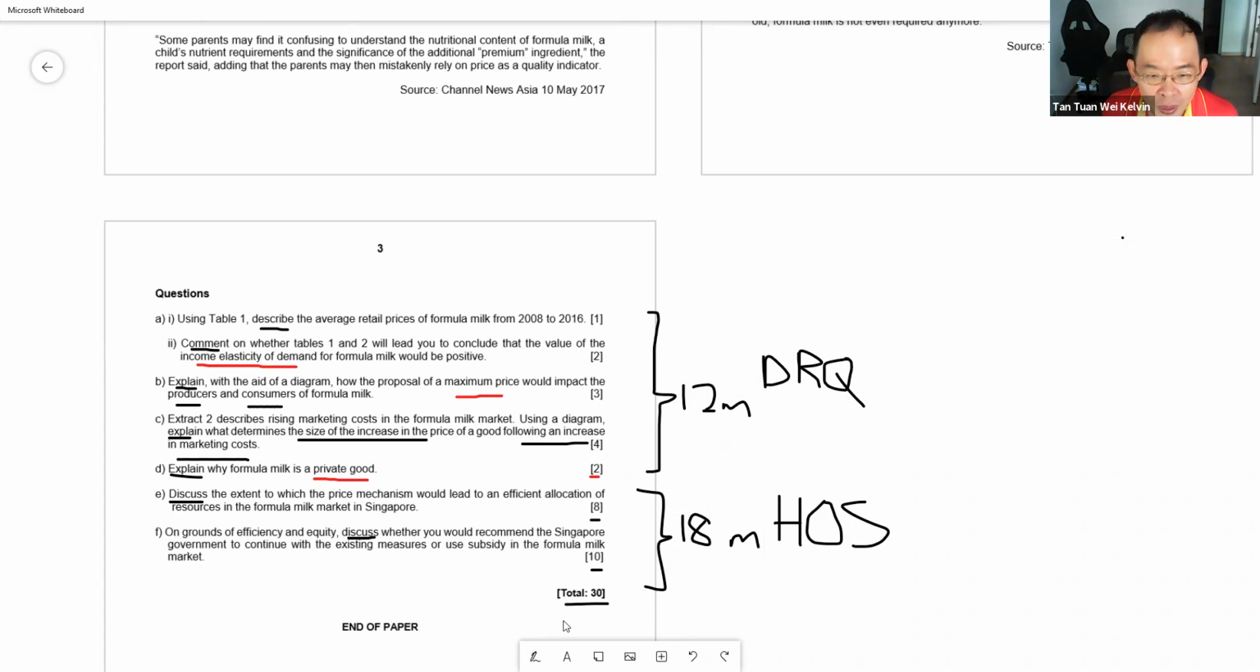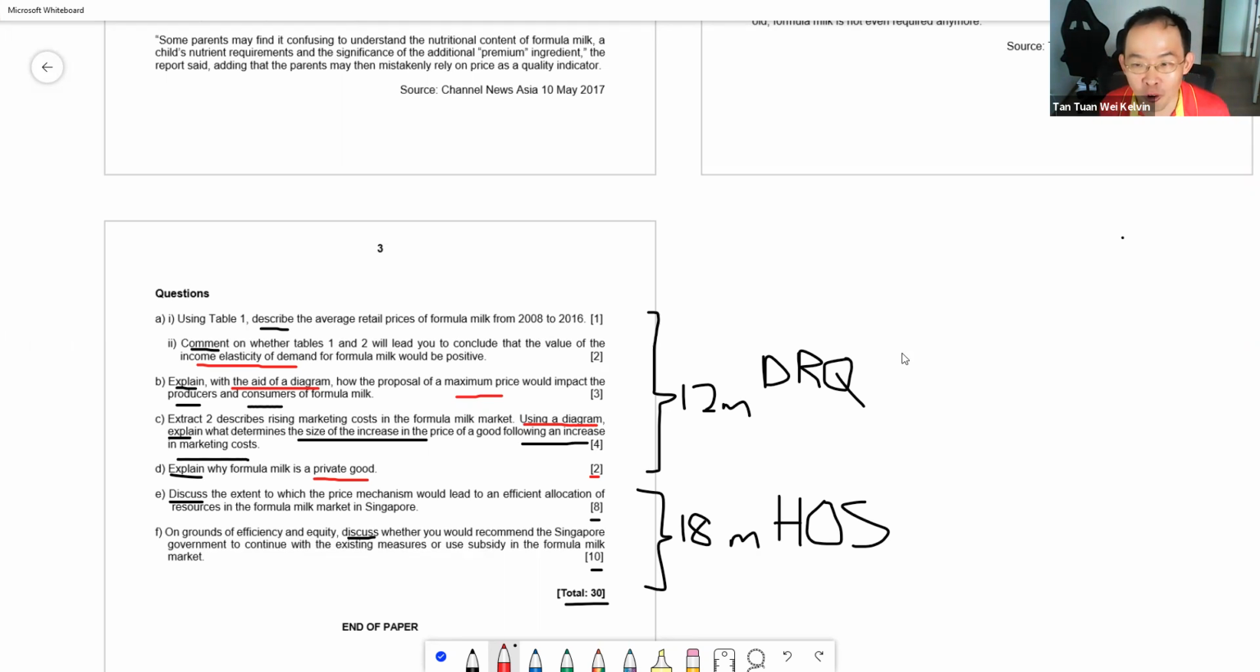Okay, so take note that both part B and C, can you recognize that both require the diagram? Okay, let me underline the keywords. So B and C, right, they specifically say you have to draw a diagram. So that means the diagram is worth at least 1 mark. Okay, at least 1 mark.